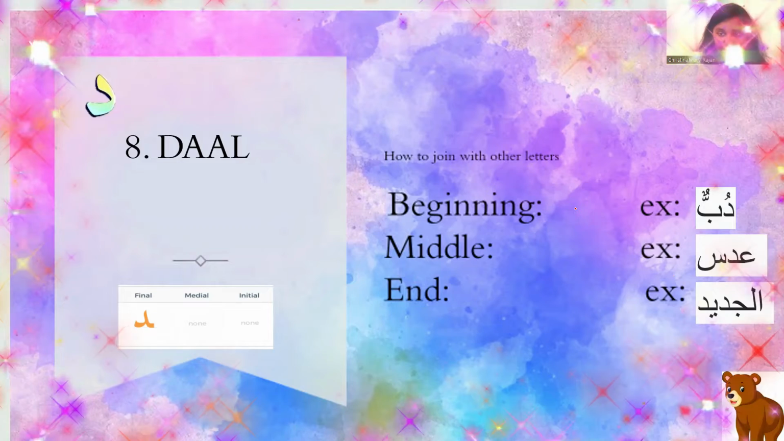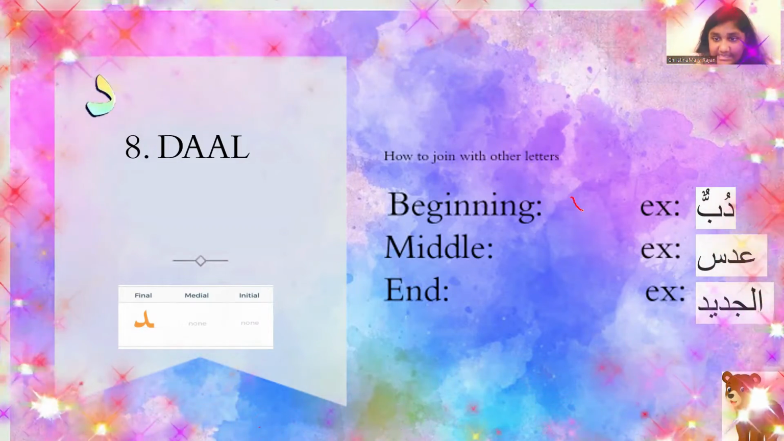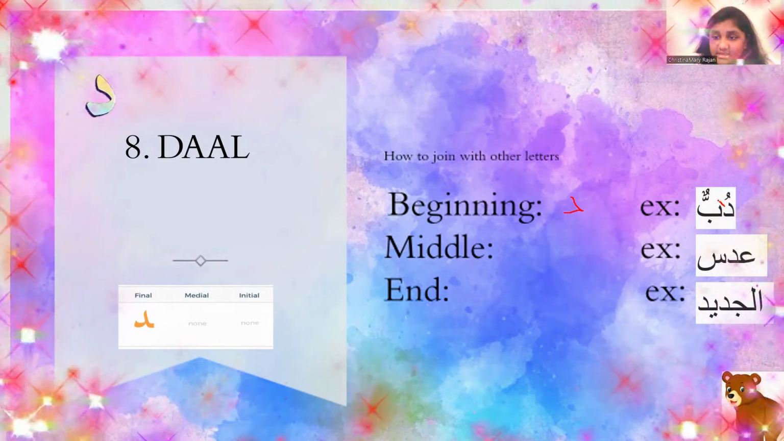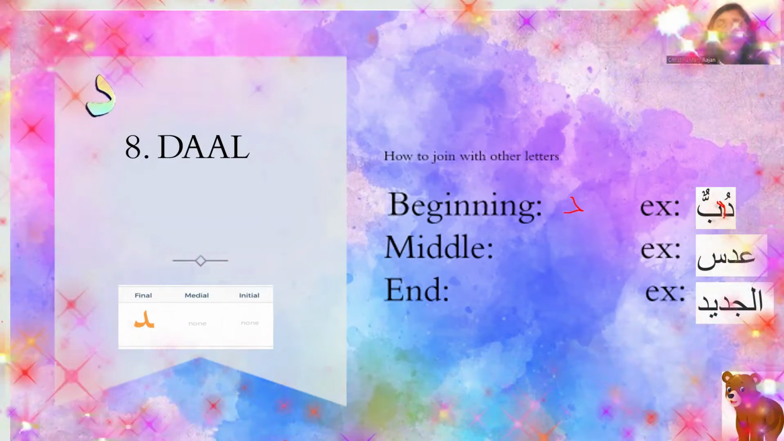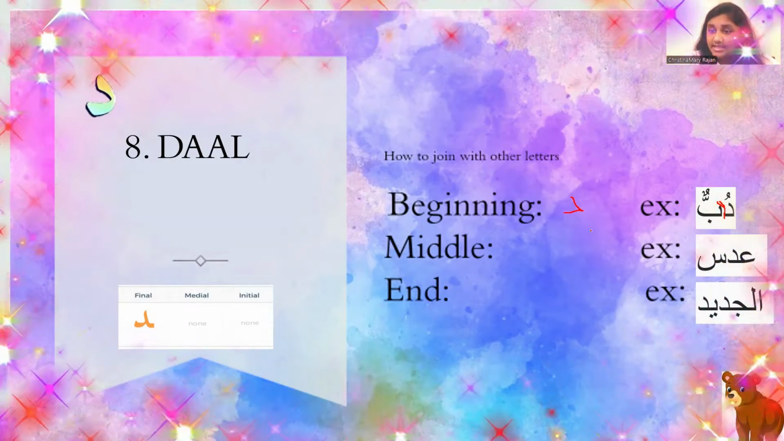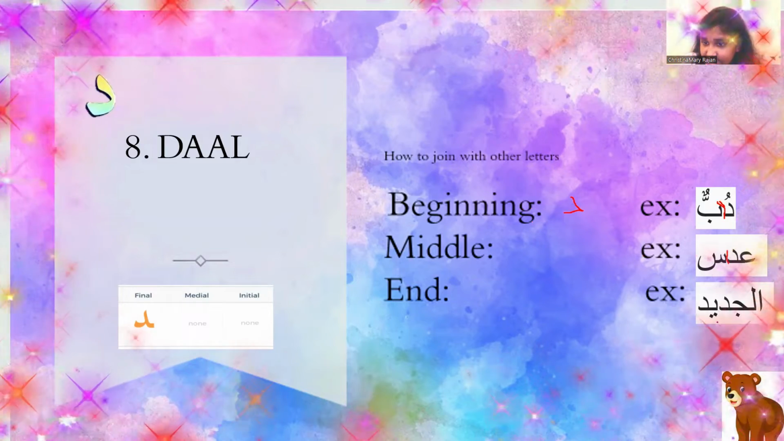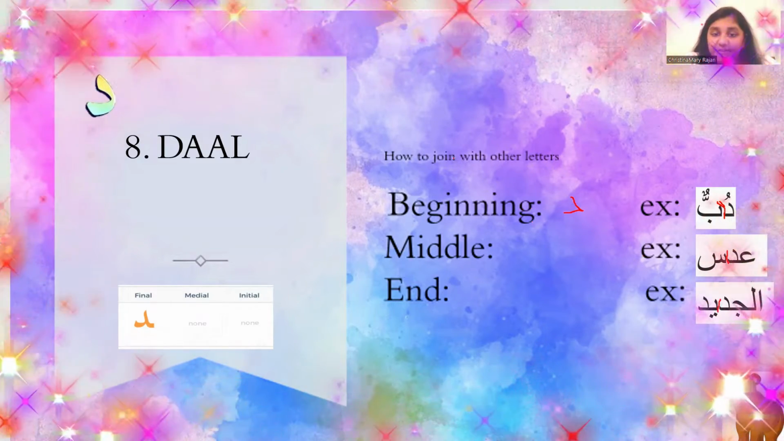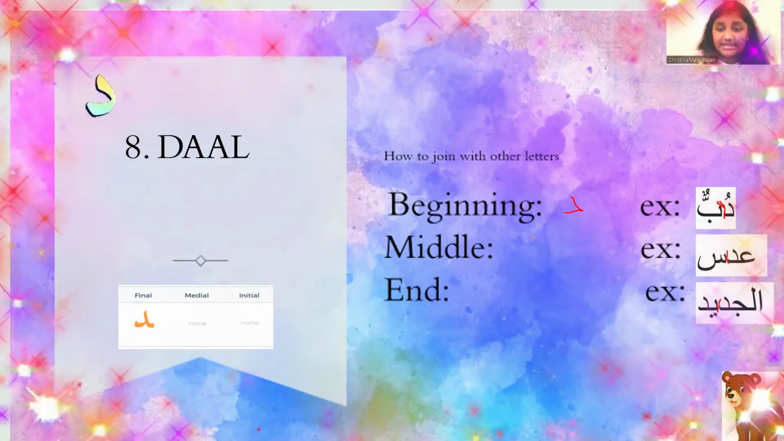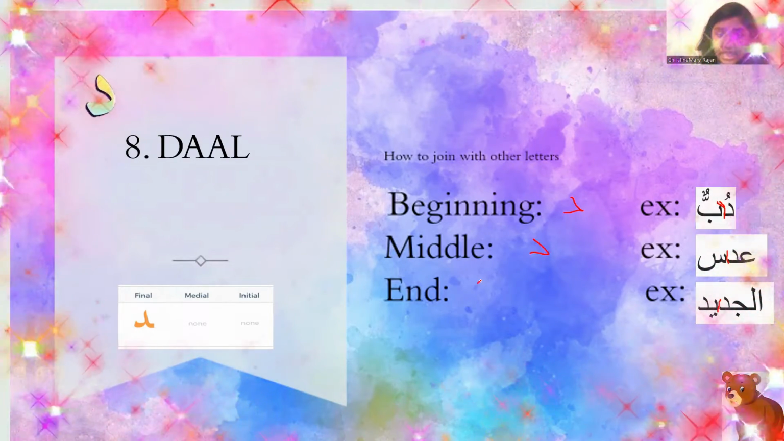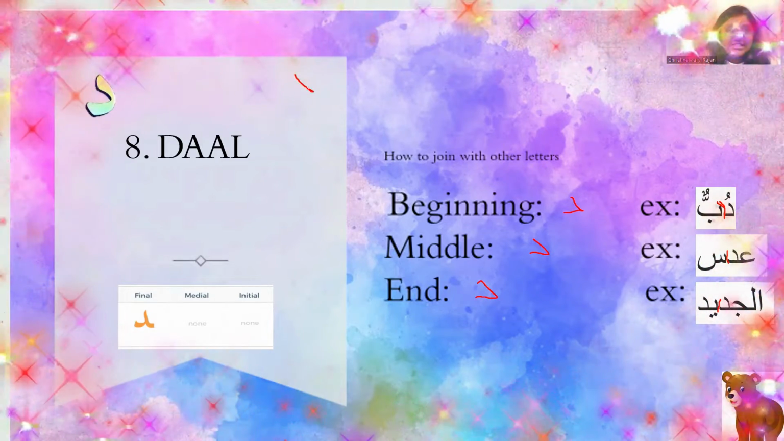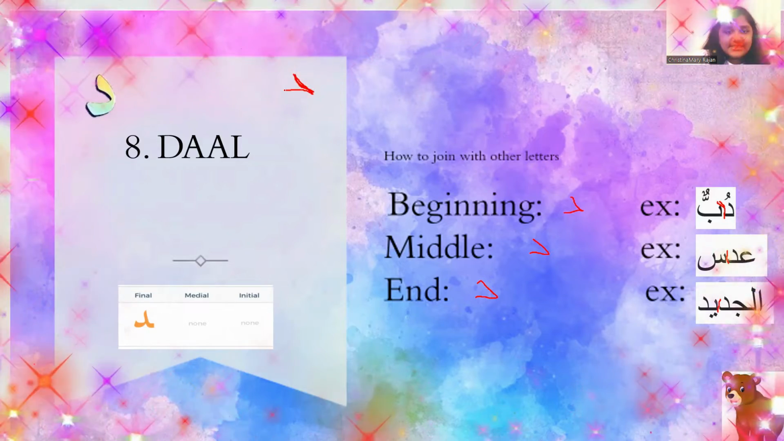So, in the beginning, we write the letter Dal like this. It cannot join with the word in front of it. See this? It can't join. So, we write the letter itself. Next, in the middle, we do not join it. It's the same thing for the end. For all the three, beginning, middle, and end, we do not join with the letter that comes ahead of it. So Dal and Dal. That is very easy. It's just like a slanting line and a sleeping line.